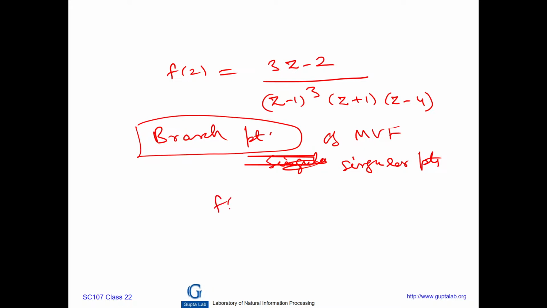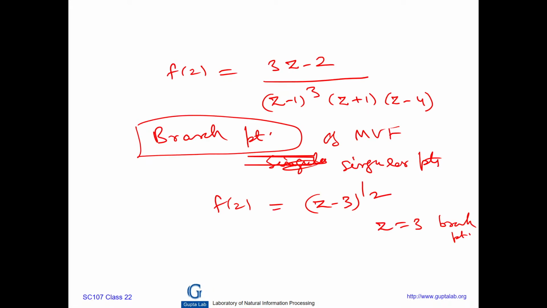Or z minus 3 raised to power half. So z equal to 3 is a branch point here, right? It's a singular point, because this is a multiple valued function, right?